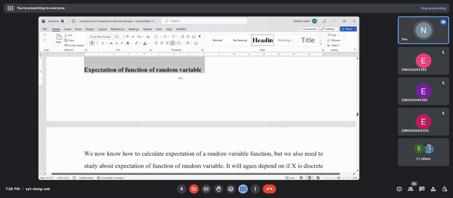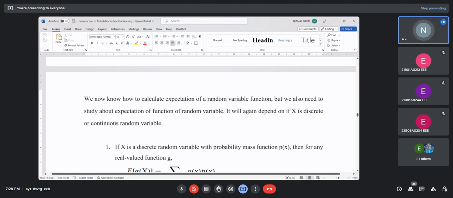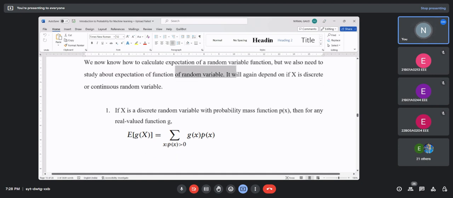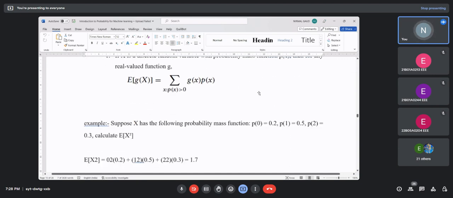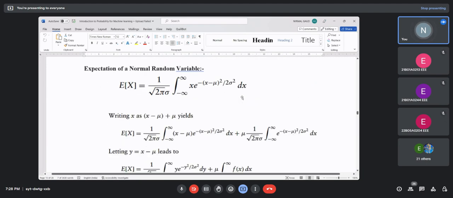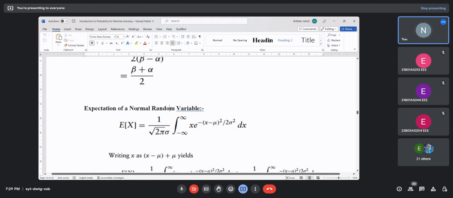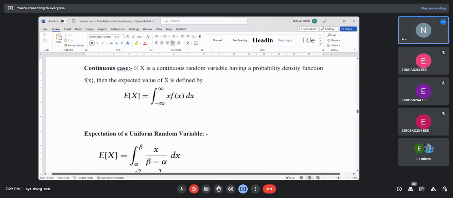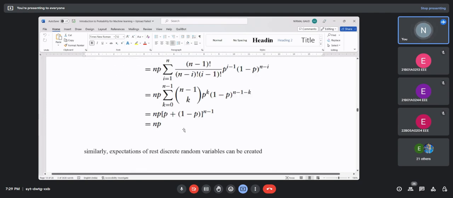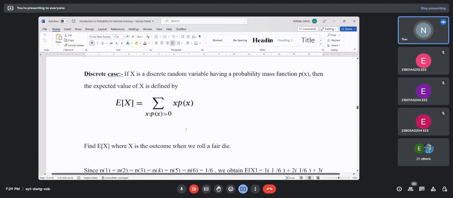Expectation of a function of a random variable. That means we know how to calculate the expectation of a random variable. We also need to study the expectation of a function of a random variable. That means it will again depend on whether x is discrete or continuous. Okay, so let us again crack this issue. That means how to calculate the expectation of a random variable function. Previously, we were studying the expectation of a random variable, uniform random variable, normal random variable. For both the cases, discrete and continuous, we studied these.